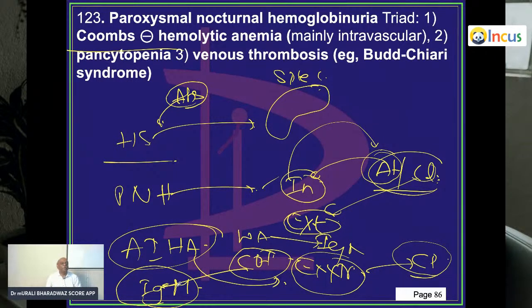So, what is the triad of paroxysmal nocturnal hemoglobinuria? Coombs negative hemolytic anemia, pancytopenia, and venous thrombosis, which can lead to Budd-Chiari. What is Budd-Chiari? It is an occlusion of the portal vein or hepatic vein.